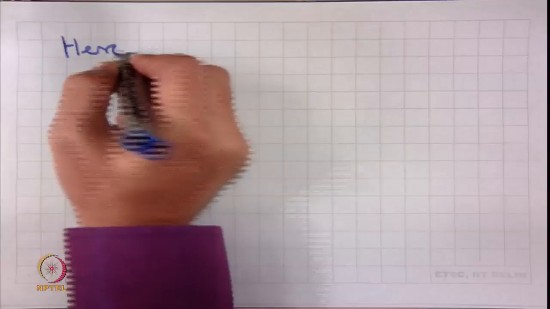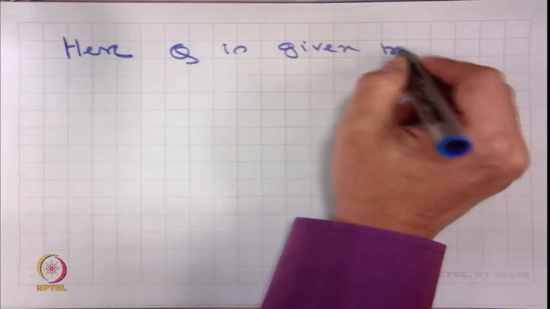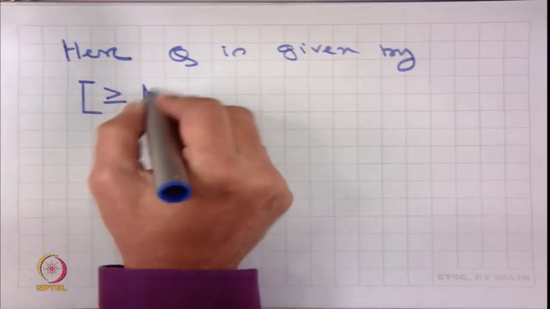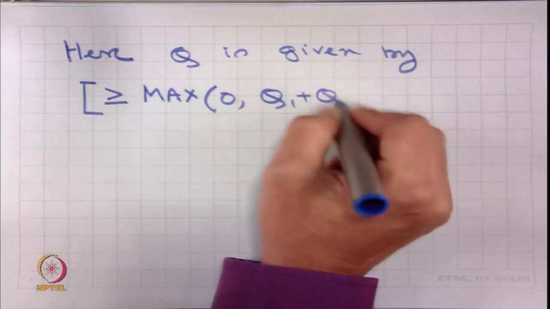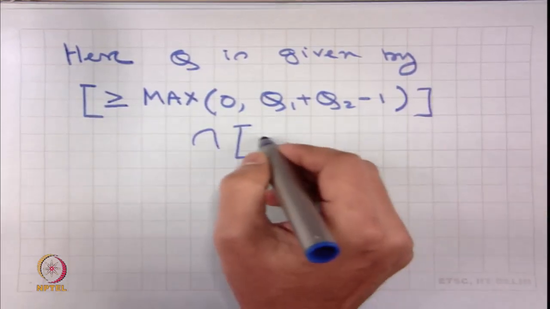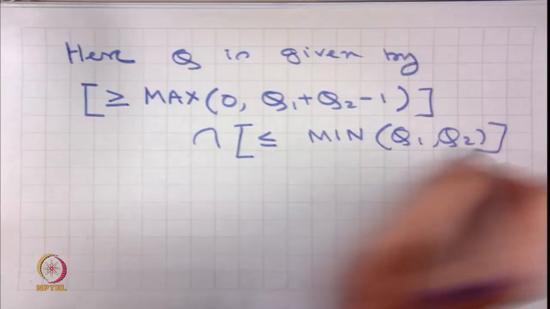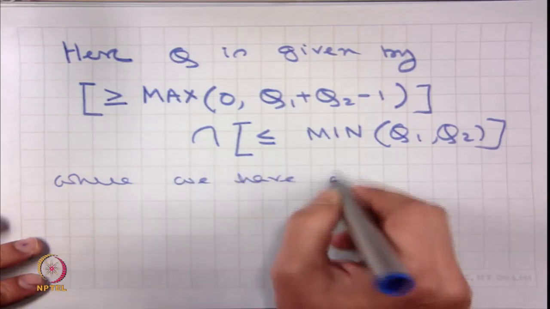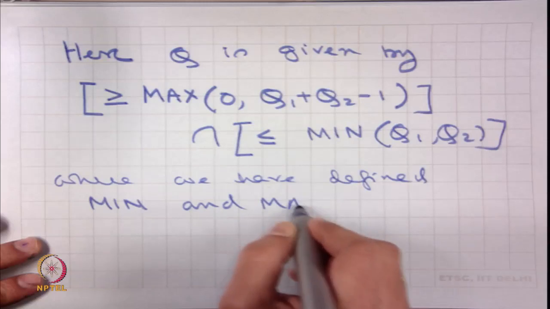So, here Q is given by max of 0, Q1 plus Q2 minus 1, intersection, less than min of Q1, Q2, where we have defined min and max earlier.